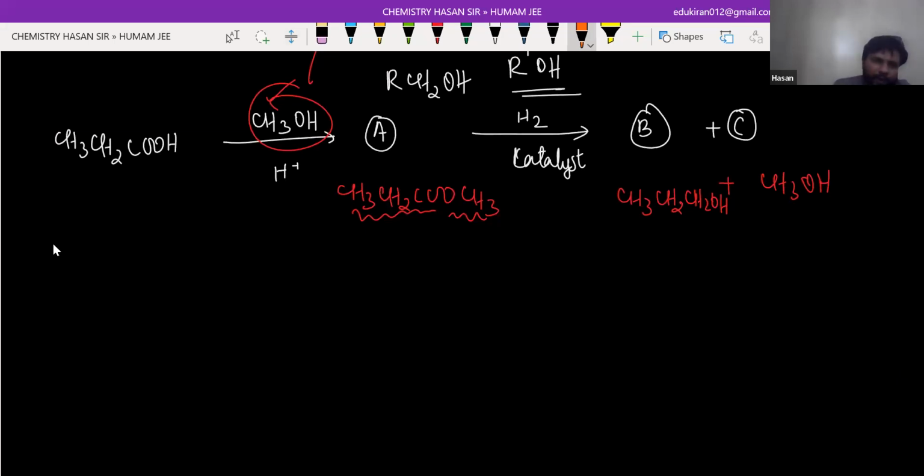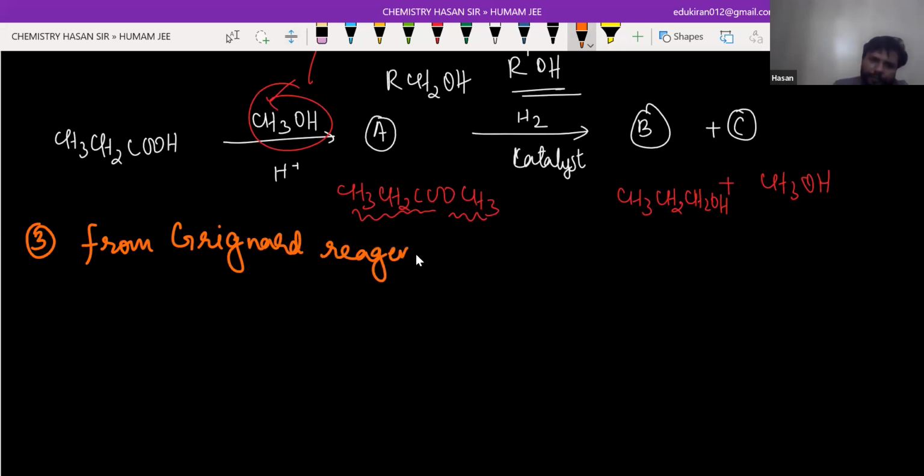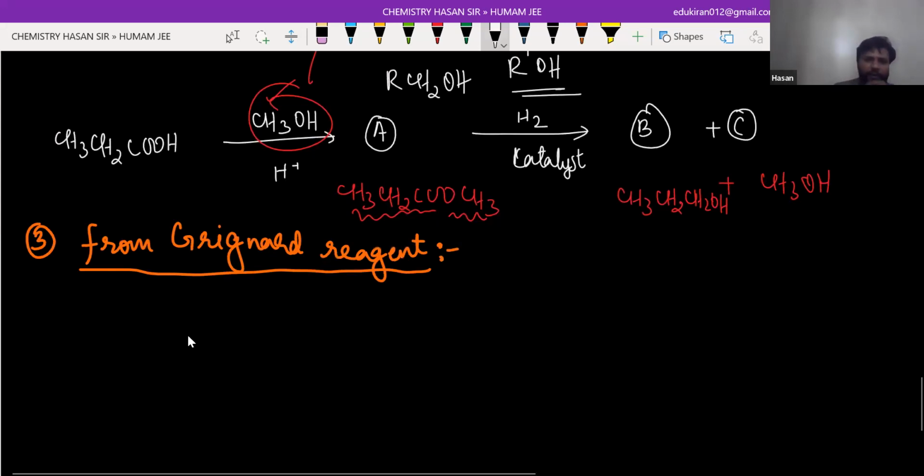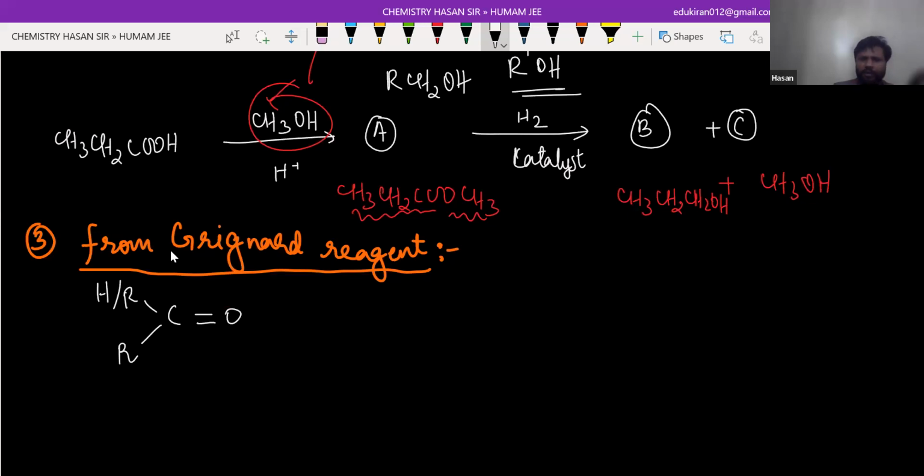The last preparation of alcohol we are going to do is from Grignard reagent, and it is a very important preparation. Now, when you are going to react Grignard reagent with aldehyde and ketones, let's say a carbonyl compound is there. Either it can be aldehyde, or if it is R here and R here, it will be ketone. And if one of the R is replaced by hydrogen, it will be aldehyde.